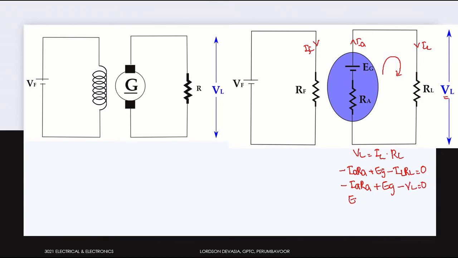So the generator voltage EG is equal to VL, moving to the right side it is plus VL, and minus IA RA moves to the right side, so it becomes plus IA RA. So this is the equation for the generated EMF. So here also you can write the KVL equations. So VF is equal to IF into RF.